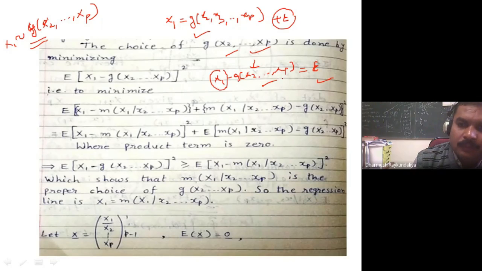Okay. So this is epsilon, and ultimately we wish to find out that epsilon should be minimum so that x1 is very close to this function. So we can say that x2 to xp are really good to predict the value of x1. So if we wish to minimize this, epsilon is a small quantity, so epsilon square is also a small quantity. So we wish to minimize the square of this.